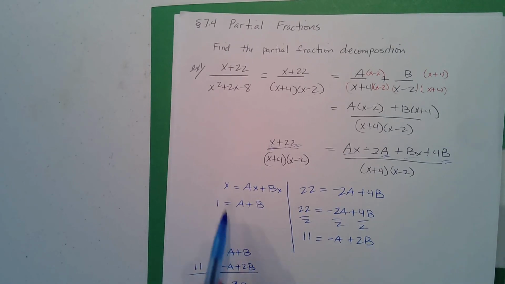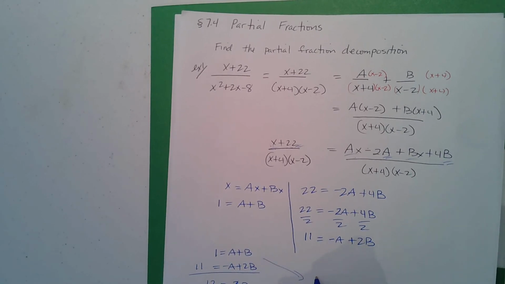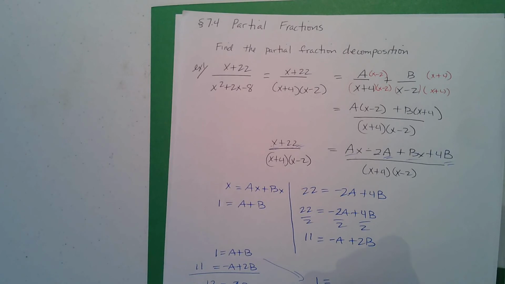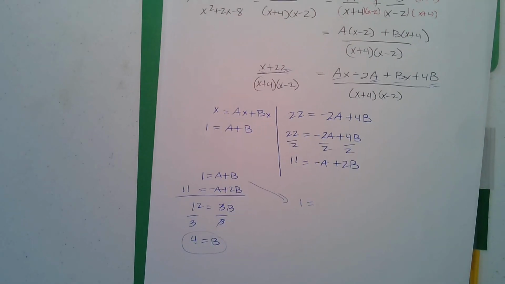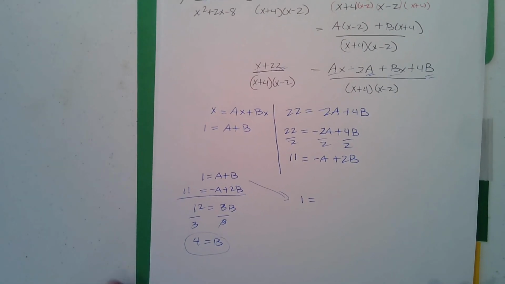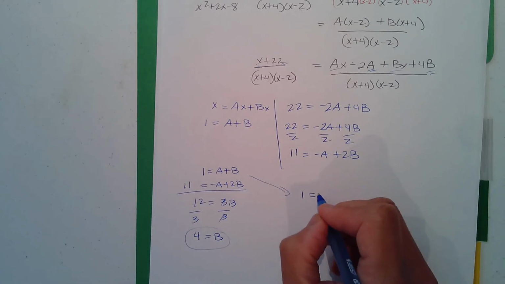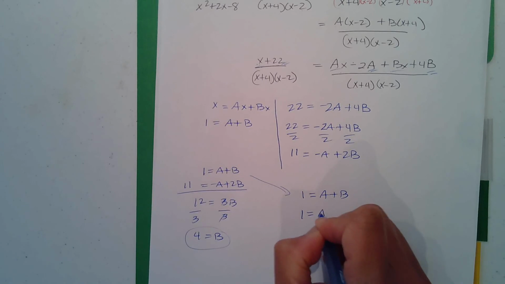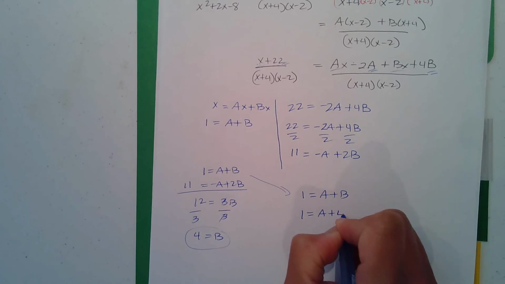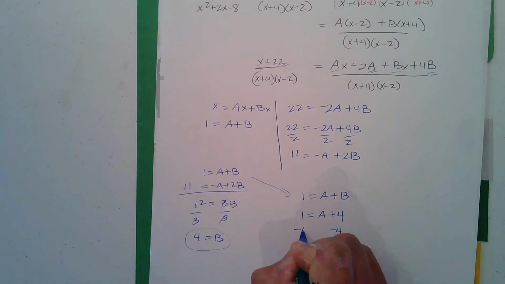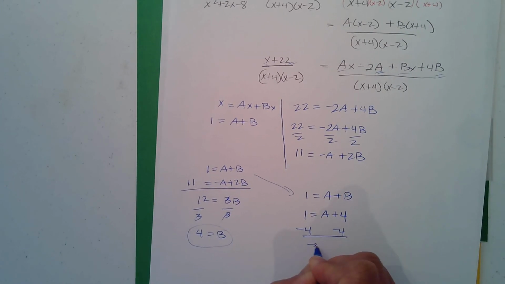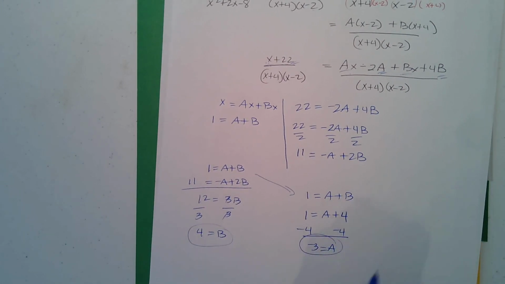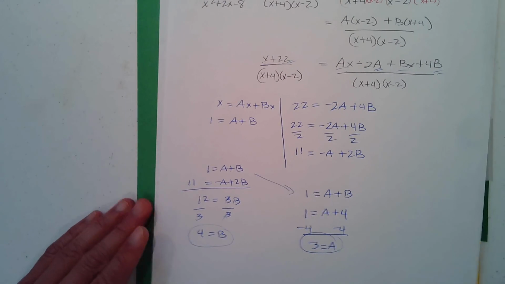To find A, we'll just use one of these equations. So we'll just use this one. 1 equals A plus B. 1 equals A plus 4. So we found A and B.